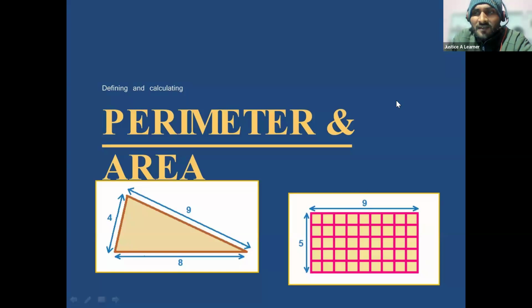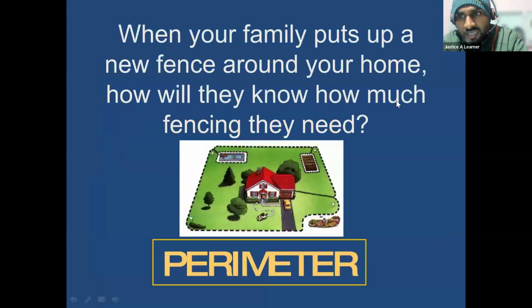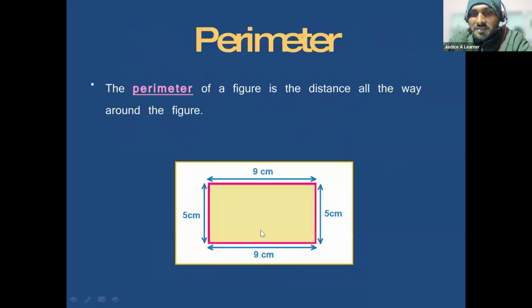Let us start with real life, application based problems. When your family puts up a new fence around your home, how will they know how much fencing they need? That will cover perimeter. Yes, correct. And that's what you already know. This is what we see as perimeter, the boundaries. The length of the boundary is called perimeter.